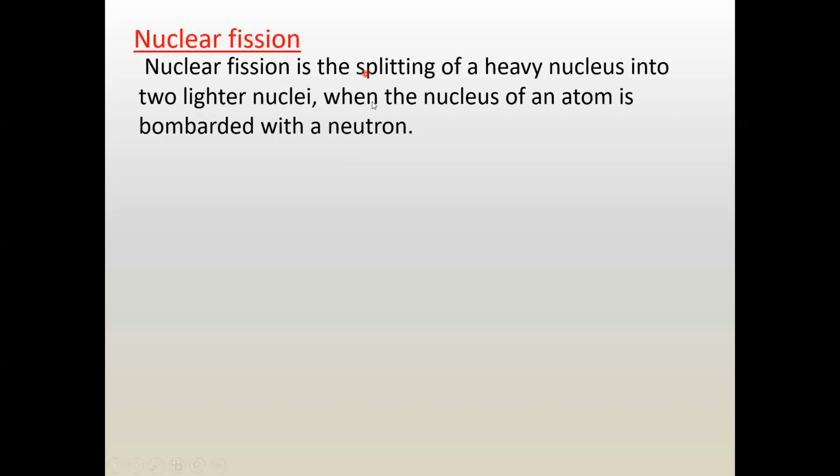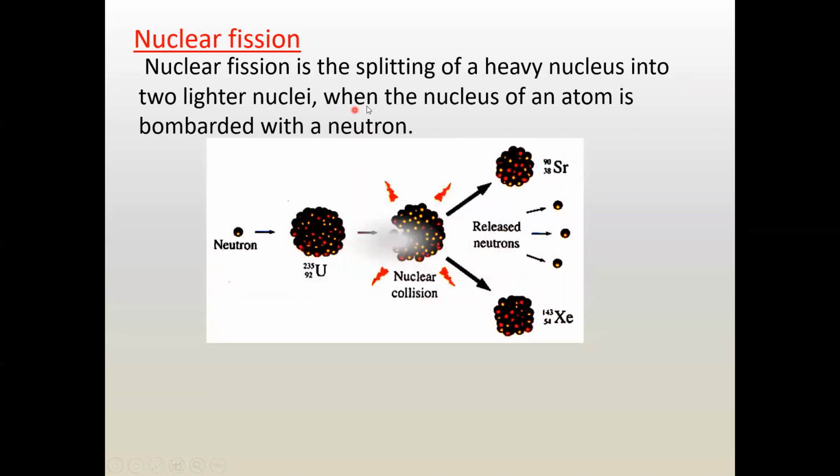Then what is a nuclear fission reaction? The meaning of nuclear fission: when a heavy nucleus breaks down into lighter nuclei with the help of a neutron, we call that nuclear fission. And this is a slow neutron. Why are we not using an electron or proton? Because they are charged, so they are least likely to move toward the nucleus.